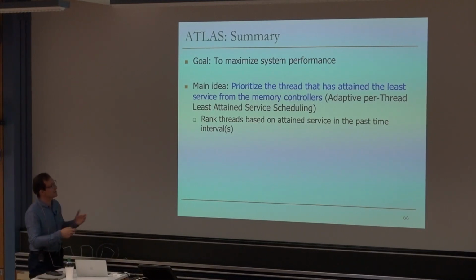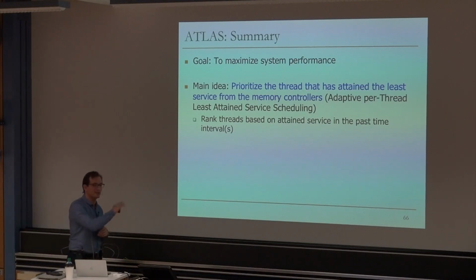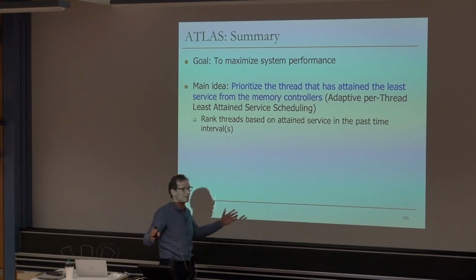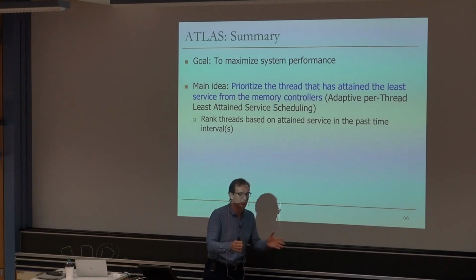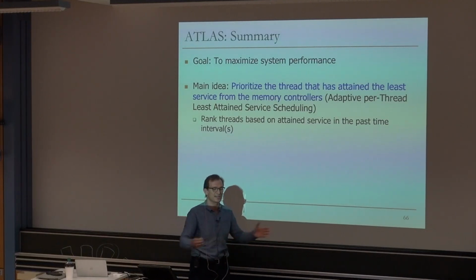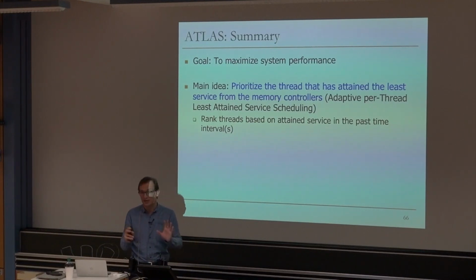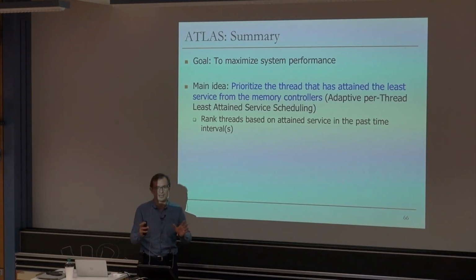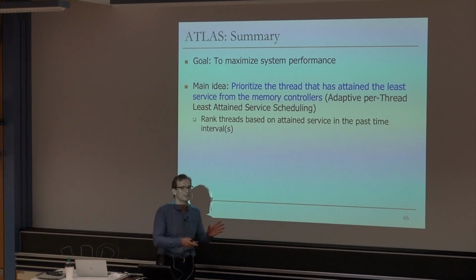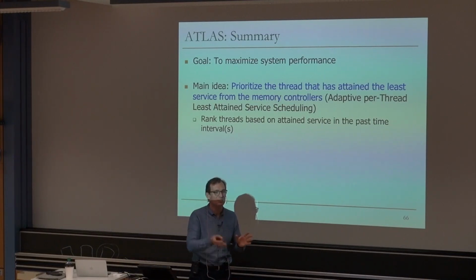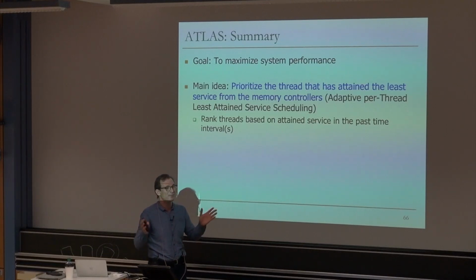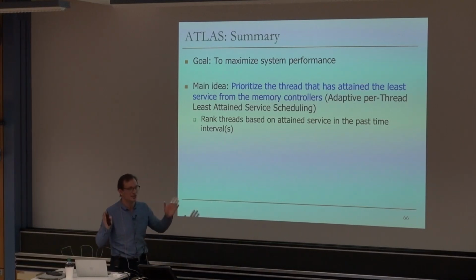And this enables a mechanism now that helps you rank the threads based on attained service in the past time interval. So this operates based on intervals. During this time interval, you figure out how much service each thread has attained, and based on those counts, this is actually very simple if you think about it. It's a per thread count. You count how many cycles this thread attains service from the memory. And you have some numbers, one number for each thread at the end of the interval.